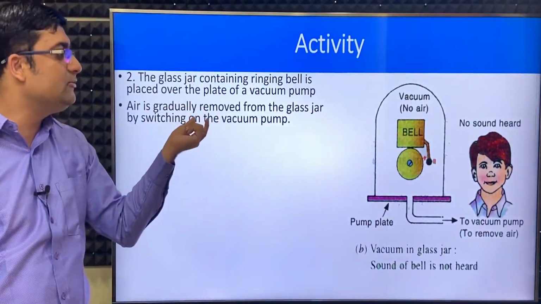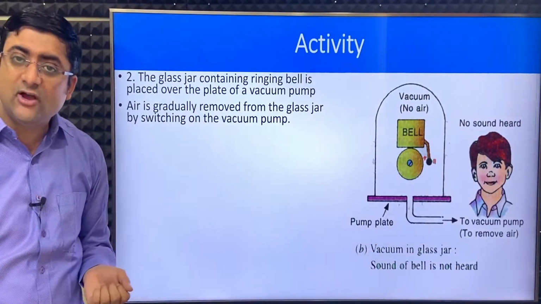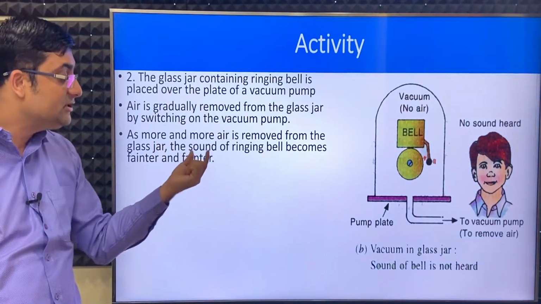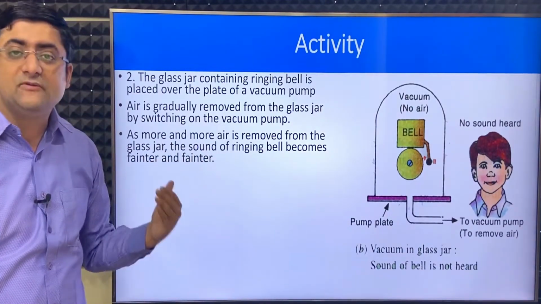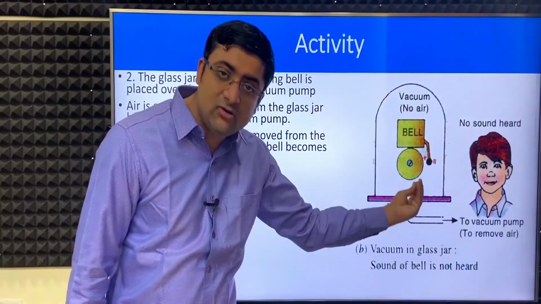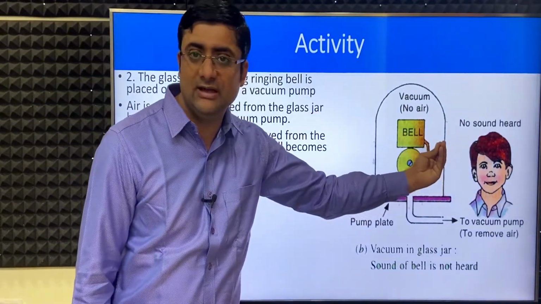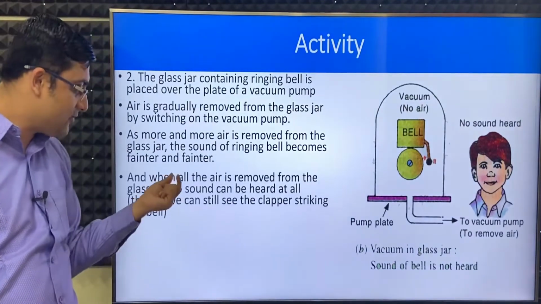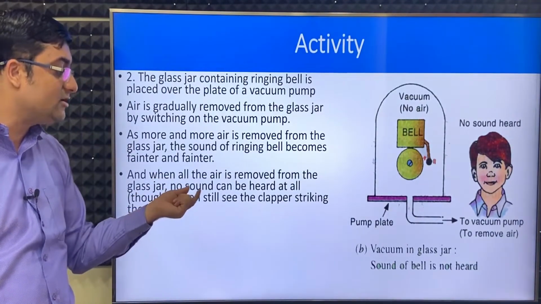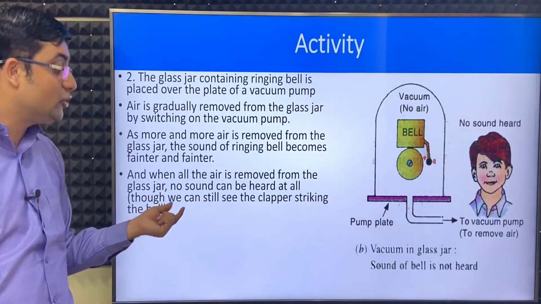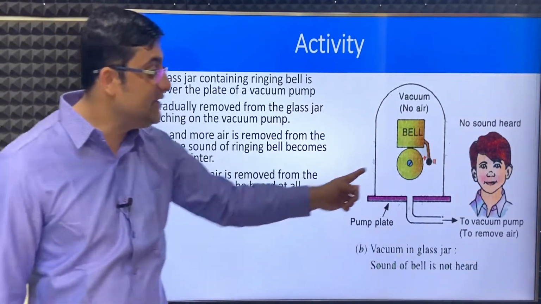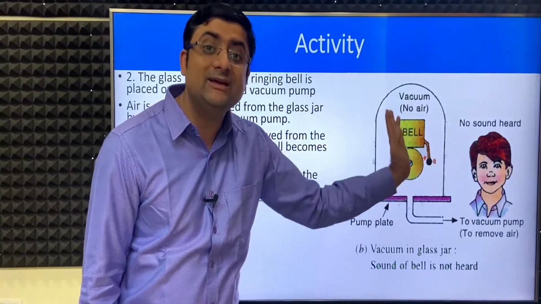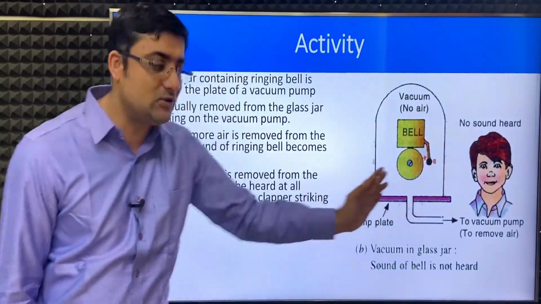Air is gradually removed from the glass jar by switching on the vacuum pump. As more and more air is removed from the glass jar, the sound of the ringing bell becomes fainter and fainter. So the lesser the air over here, the lesser the sound you'll hear. Is it clear? And once all the air has been sucked out, you'll not hear anything. When all the air is removed from the glass jar, no sound can be heard at all, though we can still see the clapper striking. So see guys, the vibration is happening, sound is being produced, but we cannot hear it. Why? There are no molecules to carry the sound.